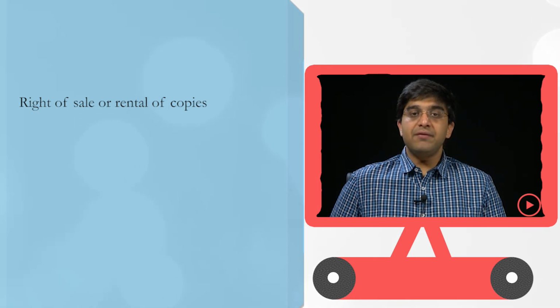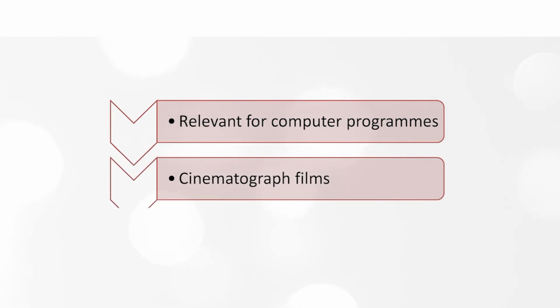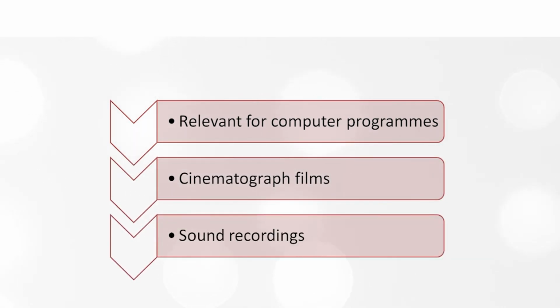The next right available under section 14 is the right of sale or rental of copies of the work. This right is relevant for computer programs, cinematograph films and sound recordings. For instance, in respect of a computer program, a person is debarred from renting the CDs containing such computer programs, and this amounts to an infringement of copyright.